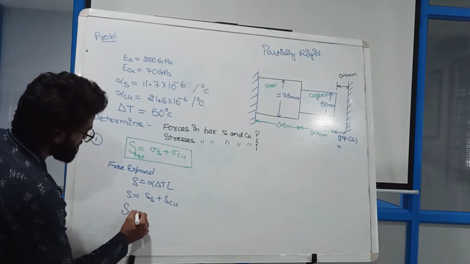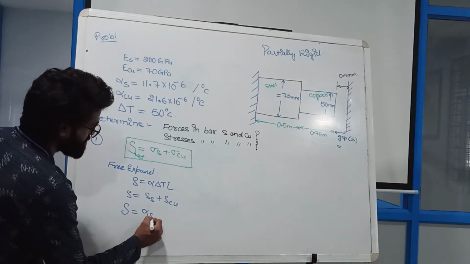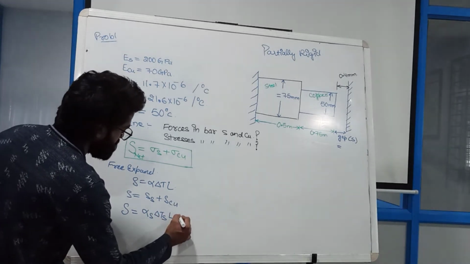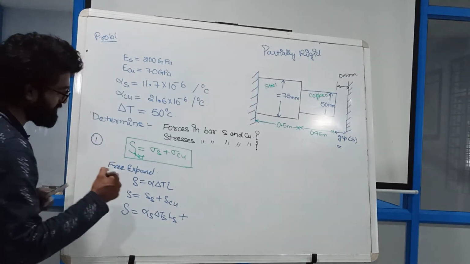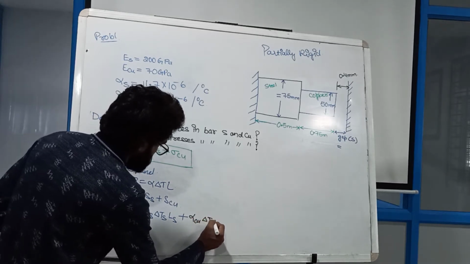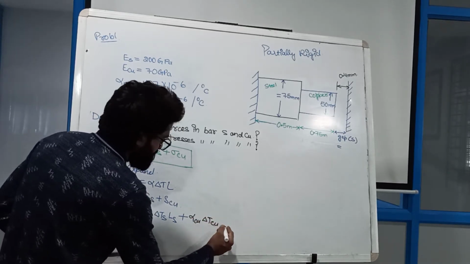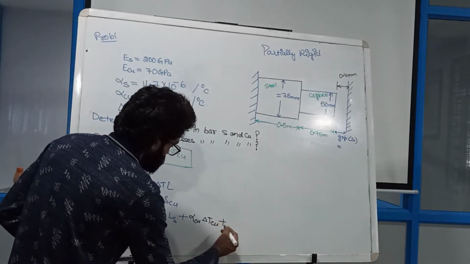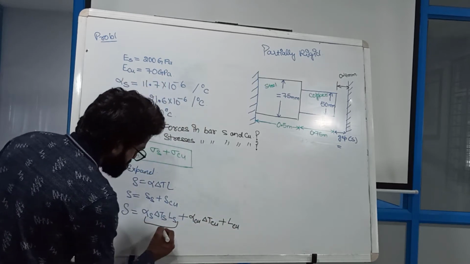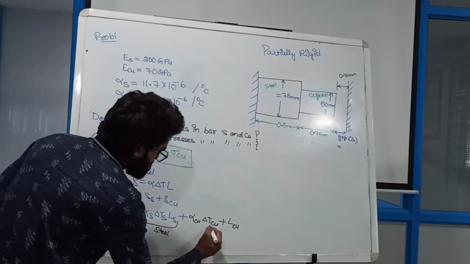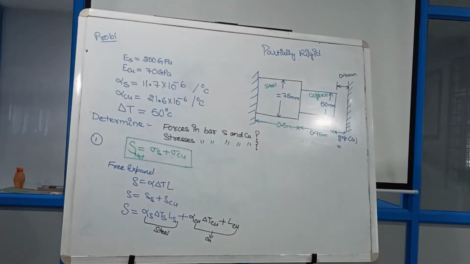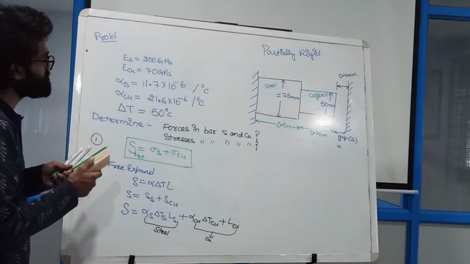So I will write here delta is equal to alpha for steel, delta T for steel, and L, length, for steel, plus alpha for Cu, delta T for Cu, and delta T is common for every bar, and L for Cu. So this is for steel and this is for copper. Getting my point?